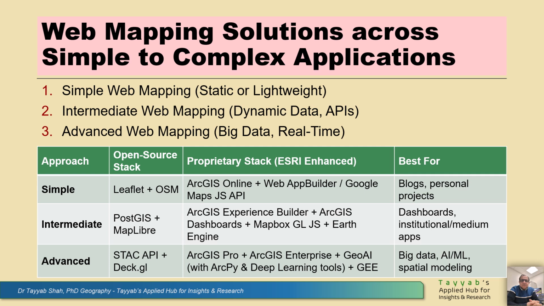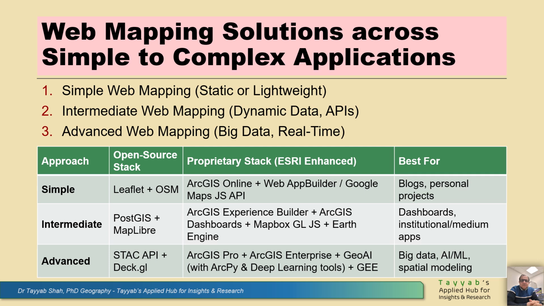In terms of proprietary software, ArcGIS Online is one of the popular platforms which people are using for that. Intermediate solutions could go with the database. That's PostGIS plus MapLibre. That's the open source combination. And in terms of the proprietary, if you extend ArcGIS Online, it could go to the Experience Builder and dashboards, and then Google Earth Engine could be one of the options as well. So people usually use it for the dashboard, medium level applications.